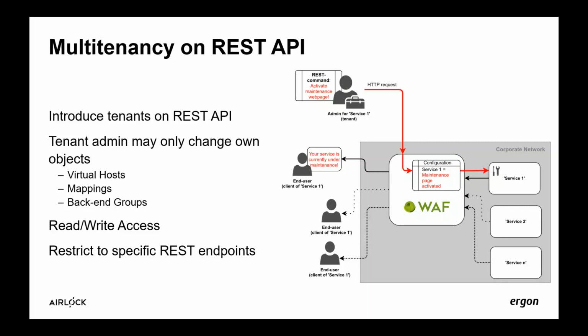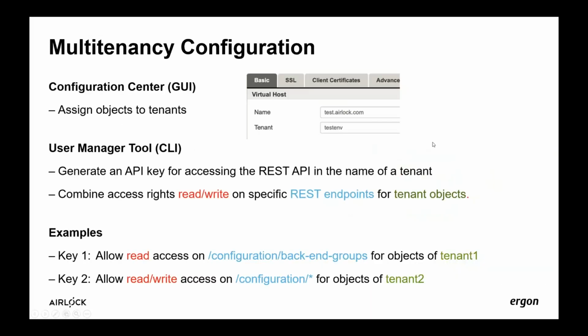That way you can have a virtual host belonging to one tenant and the according mappings and backend groups, and other virtual hosts might belong to another tenant. This also is quite simply set up by defining the tenant within the objects. Then go to the CLI user manager tool and generate administrators which have the right to access the objects held by a tenant.